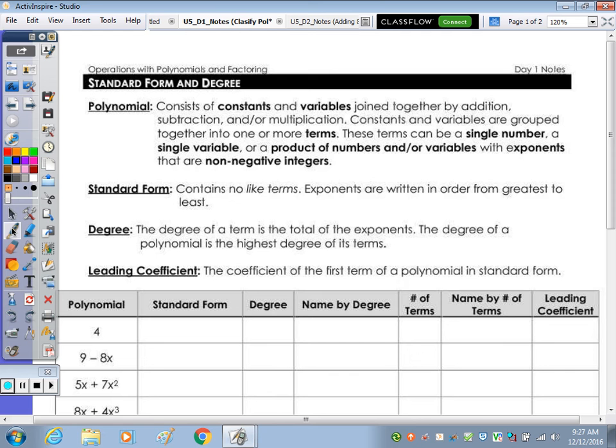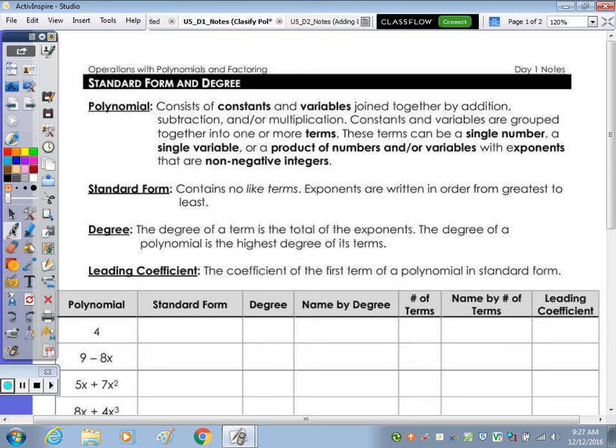Constants and variables are grouped together into one or more terms. These terms can be a single number, a single variable, or a product of numbers and or variables with exponents that are non-negative integers. So some of those keywords are in bold.